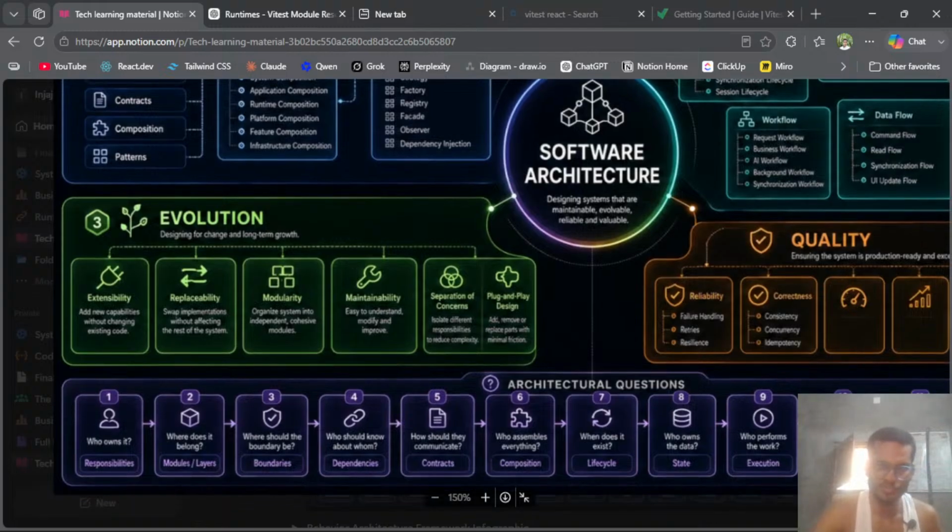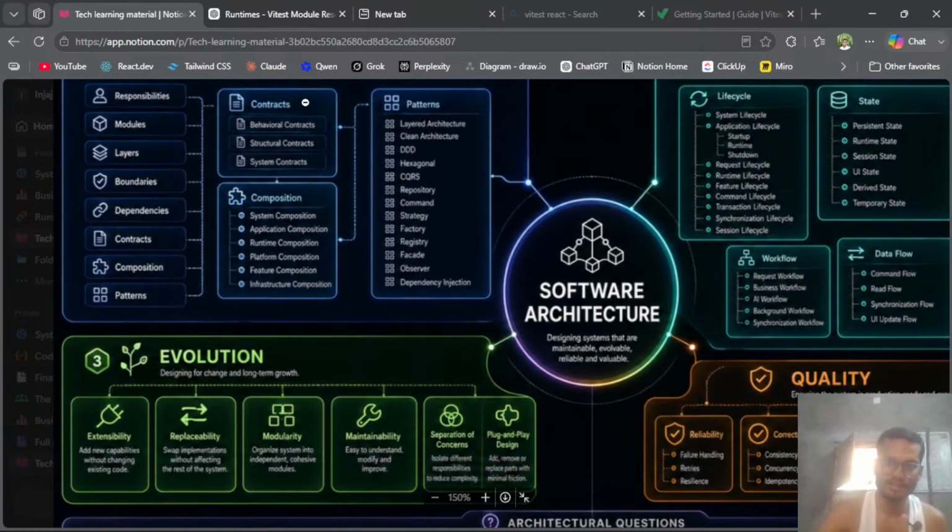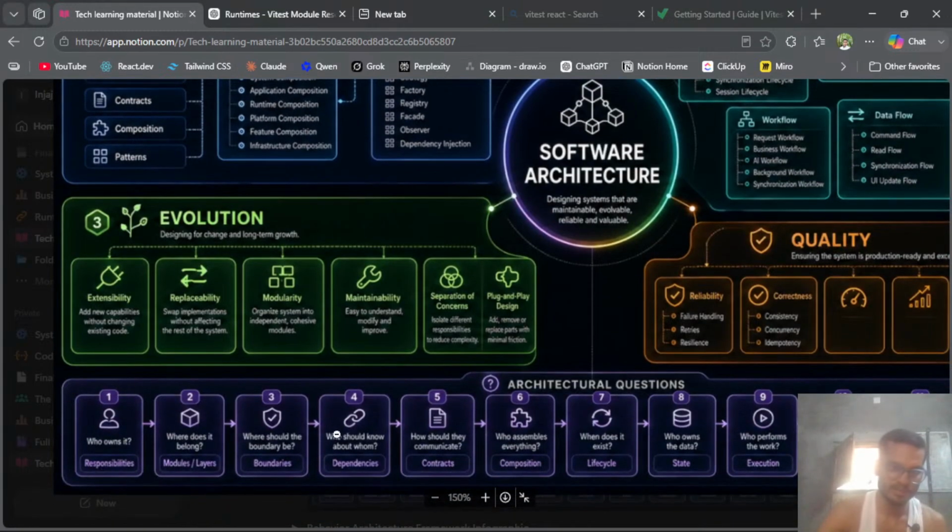And then this is just a question. We have a bunch of questions. Who owns it? Answer, responsibility. Then where does it belong? Answer, module or layer. Then where should the boundary be? Answer, boundaries. So these are just these things, but I've organized them based on questions. And then you have who should know about whom. That's called dependency.